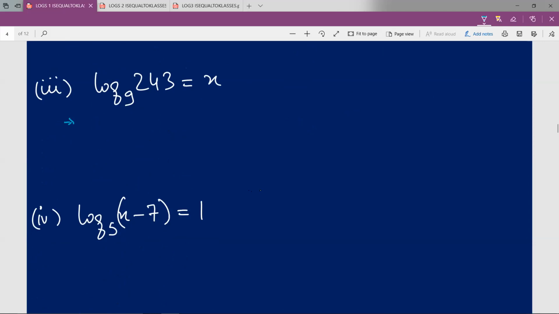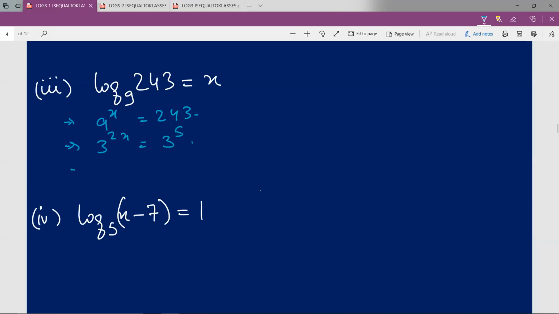That is log of 243 to the base 9 is equal to x. Now over here, we have to find the power, that is x. So therefore, I can rearrange in the exponential form as 9 raised to the power x is equal to 243. Now I could write 9 as 3 raised to the power 2, because 3 into 3 is 9. Now 3 raised to the power 2 into x will be 3 raised to the power 2x, which is equal to 243, which can be written as 3 into 3 into 3 into 3 into 3. That is 3 raised to the power 5.